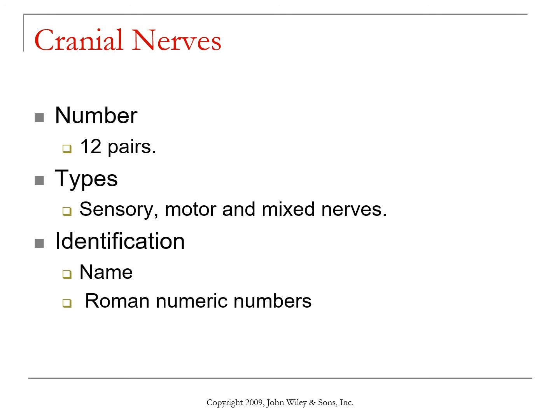From the brain, we have 12 pairs of cranial nerves. They are numbered with Roman numerals, which you need to know, and they each have individual names. So you are responsible to match the Roman numeral and the name, if you will. Now, some cranial nerves carry only sensory neurons, so those are considered sensory cranial nerves. Others contain only motor neurons, and others are mixed, meaning that they contain both sensory and motor fibers.